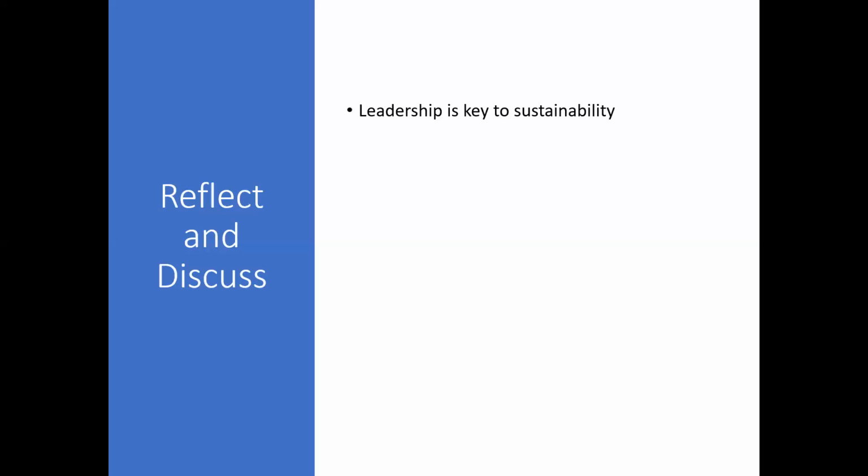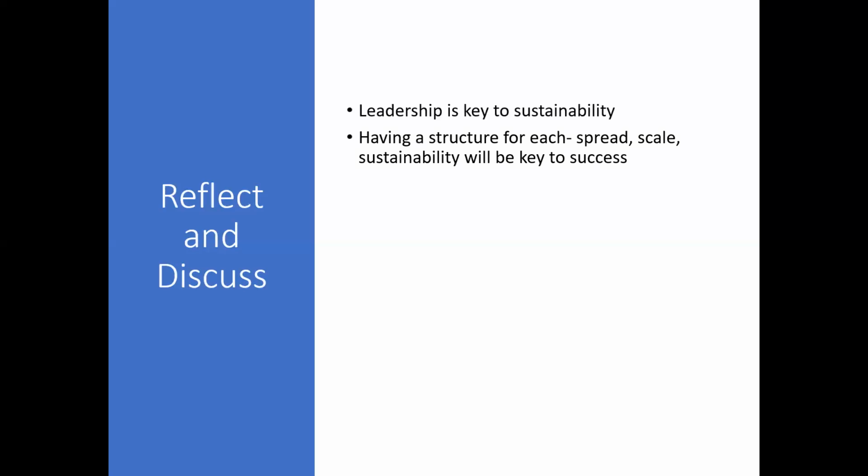So I don't know if I have to say this too many times, but it is key. Leaders bring along others, give permission to be involved with things, maybe help with funding, keeping it on the forefront of staff, being the encourager of the work, having a structure for each. There are actually spread plans, scale plans, and sustainability plans. That will be key to your success, and you do have access to those resources, and I'll talk about that in a minute.